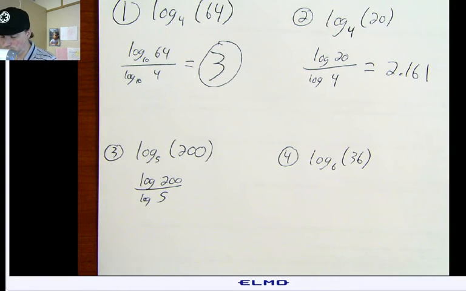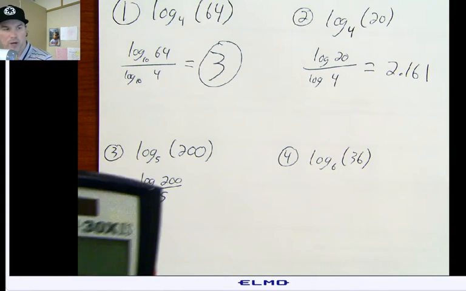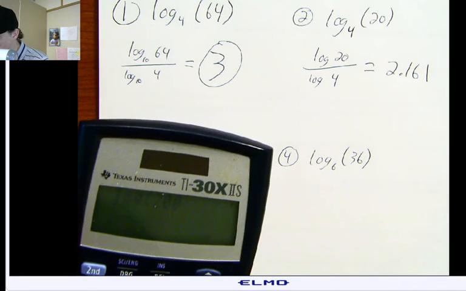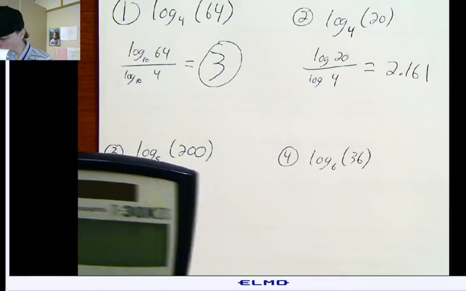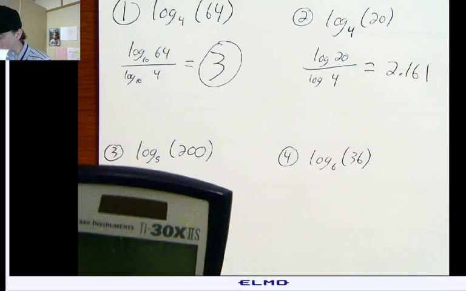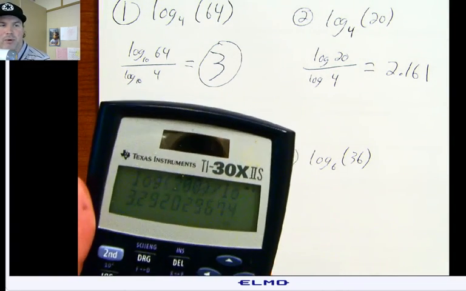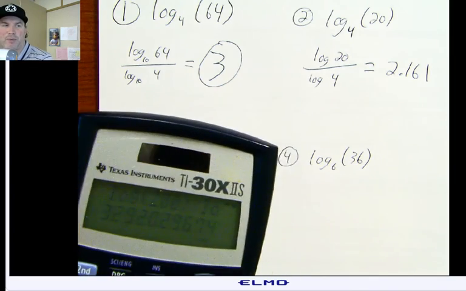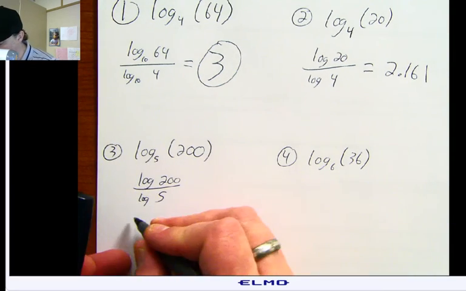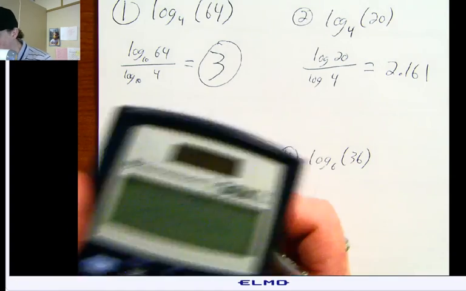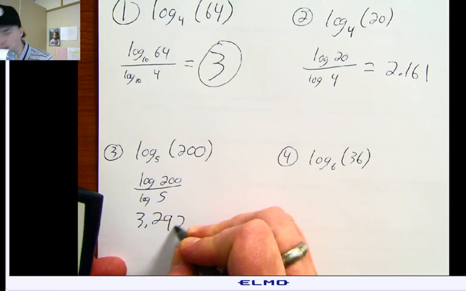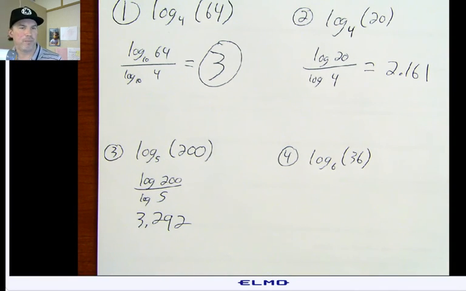3.2. Log 200, clear, divided by log 5. 3.292. Well, if you round it, it should be 3.3. So Elliott was pretty close in his head, but at the end of the day, if we're going with thousandth accuracy, 3.292.